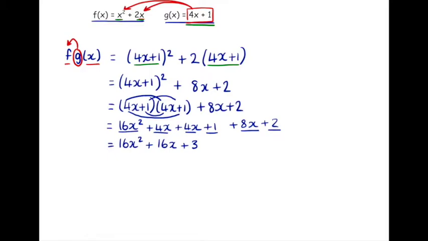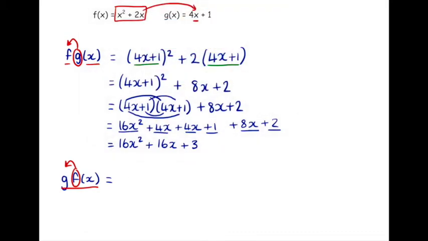Now imagine this time, I want to do it the other way around. I want to do g of f of x. Now this doesn't necessarily give you the same answer, because this time you've got f inside g of x. So it's the opposite way round. So this time, if I erase that, I'm putting my f of x inside my g of x value of x. So that's going to give me 4 lots of x squared plus 2x plus 1.